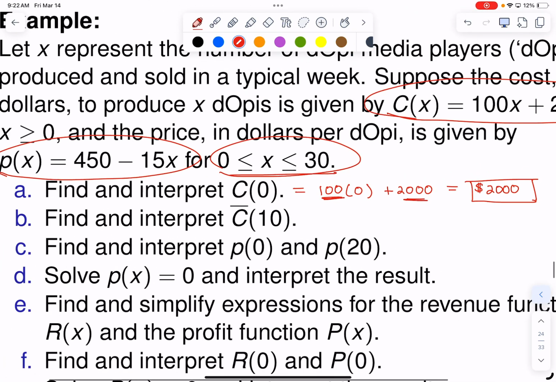Part B. Done part A. Part B, C bar of 10. We want to find the average cost to produce how many dopies? So if we actually produce 10, I would want to know what's the average cost? I want to know that average cost, because then I can determine what I should set the price at if I produce 10.